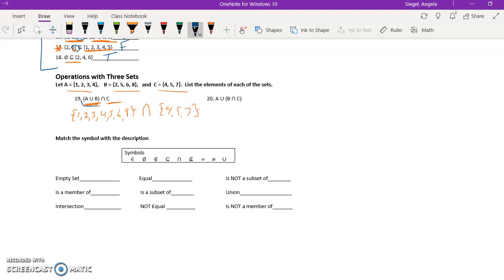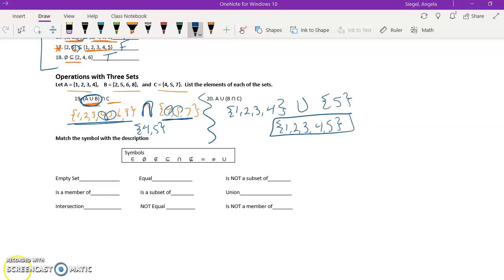So the union of A and B is all of this. And so we're going to show the intersection with C is that. What I'm asking myself is what they have in common. So they have a 4 in common, they have a 5 in common, and that's it. So my final answer is {4, 5}. So try the next one.